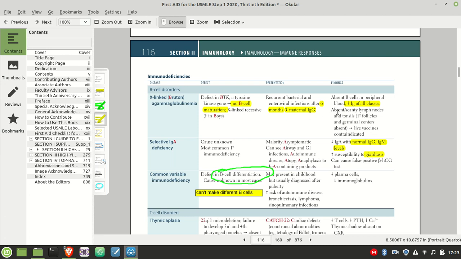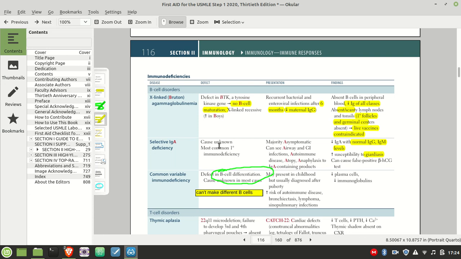Okay. Why do you have scanty lymph nodes and tonsils? Well, you remember how B cells are present in the primary follicles. So if you don't have any B cells, well, your primary follicles aren't going to be super active. Okay. Live vaccines, of course, contraindicated. So X-linked A-gamma globulinemia, B cell count's low, antibodies are low because of B cells. T cell count's fine because it's not a T cell problem. Low IgG of all classes, of course.